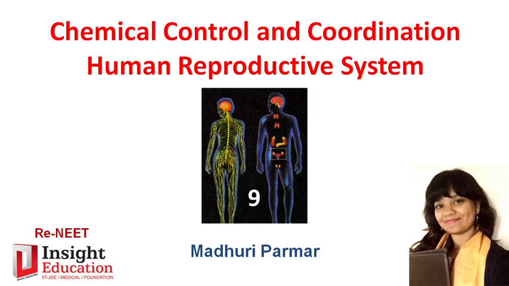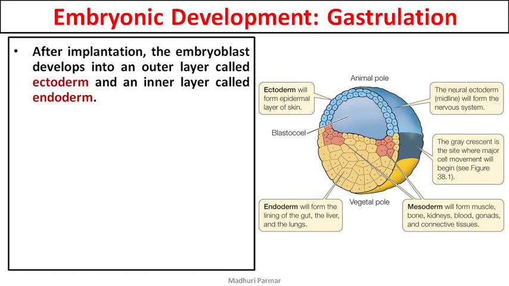Hi everyone, this is the ninth lecture for your chapter Chemical Control and Coordination, as well as the fourth lecture for the chapter Human Reproductive System. In the last class, we discussed till here, we were seeing the fertilization process, and after fertilization, the embryonic development.